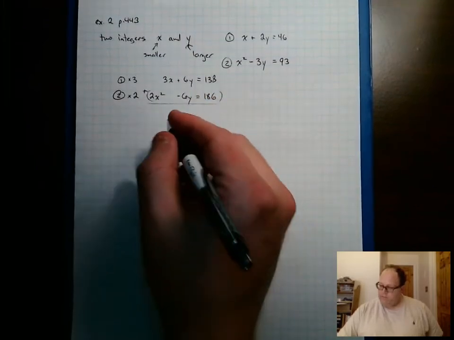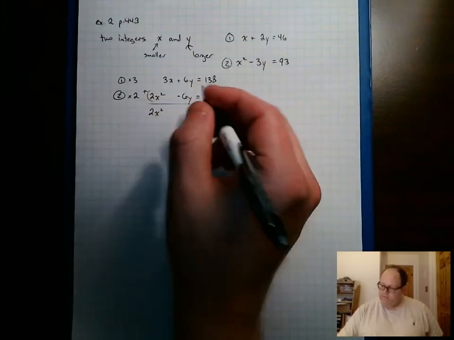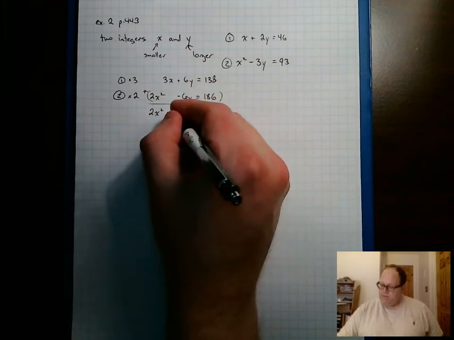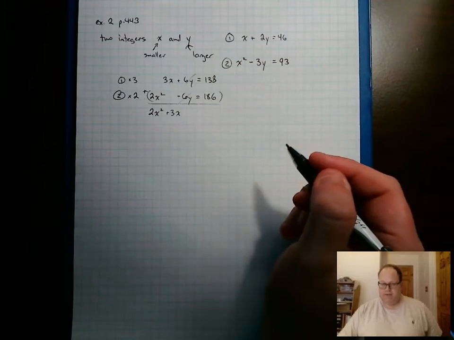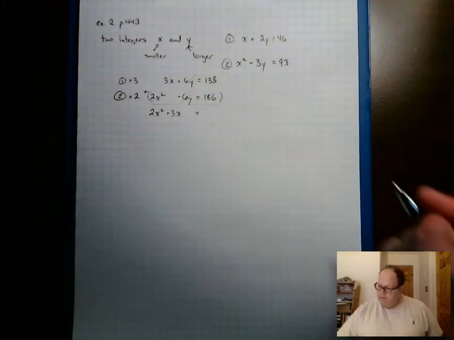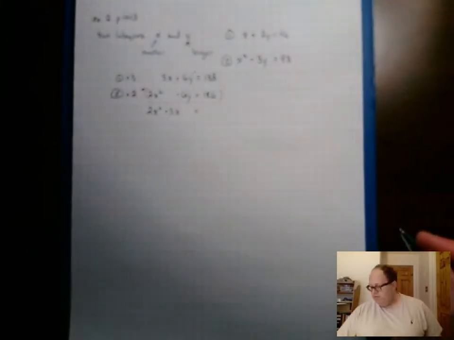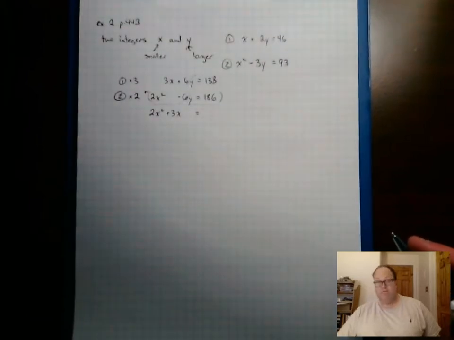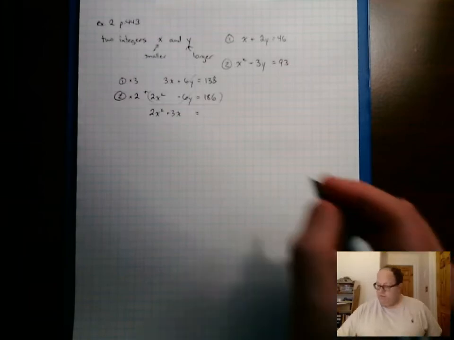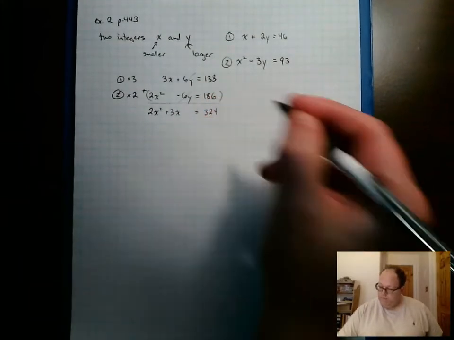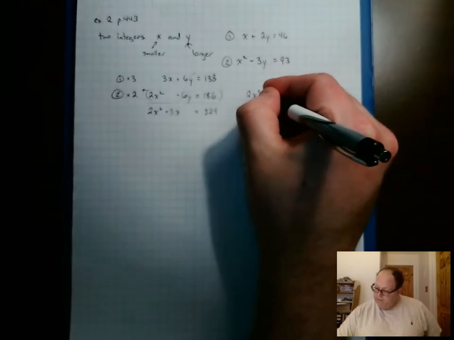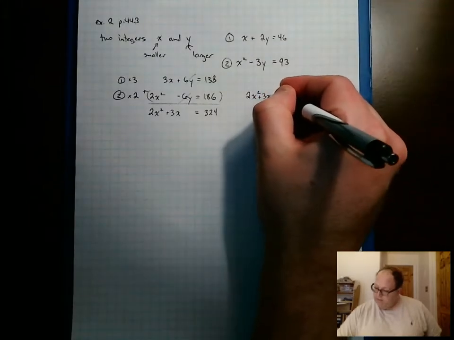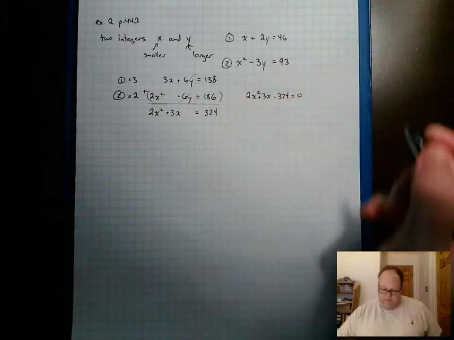No x squared plus 2x squared would give me 2x squared. 3x plus no x's would give me 3x. And 6y plus negative 6y, they end up canceling out. And I add these together, 138 plus 186 is 324. So that leaves me with a quadratic in x to solve: 2x squared plus 3x minus 324 equals 0.